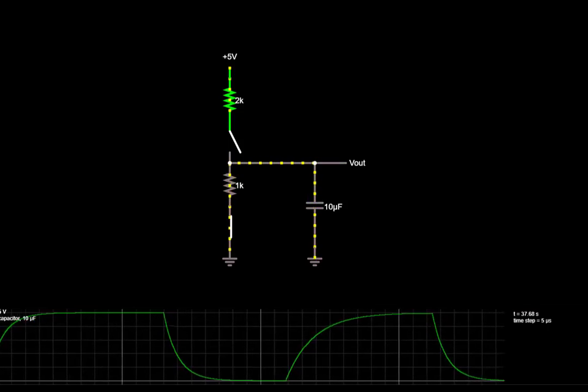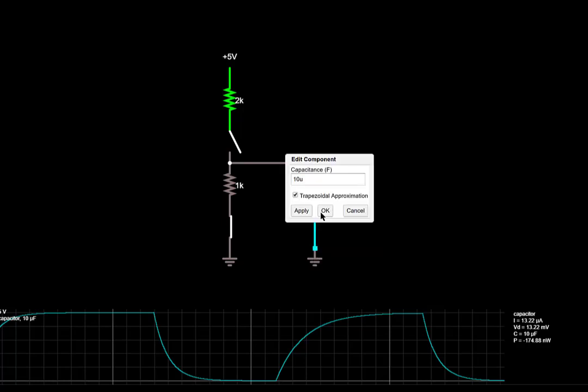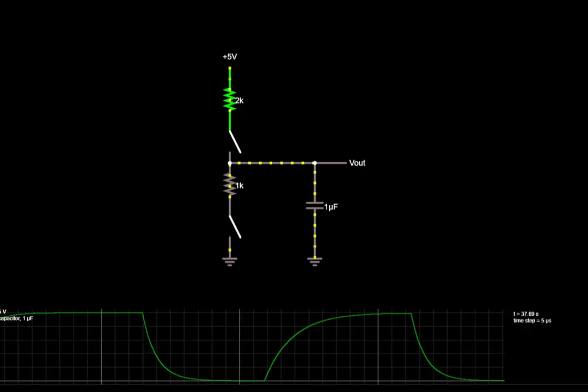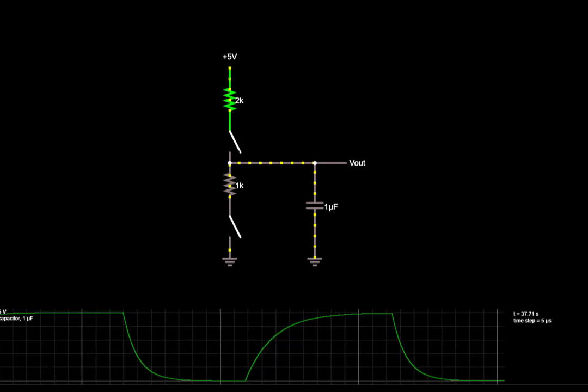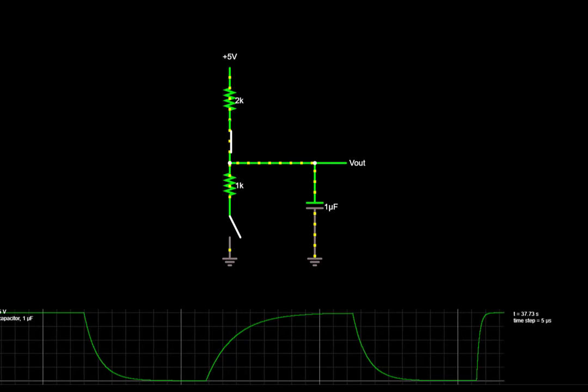Okay, now we'll pause the simulation again and look at what happens if we change the size of the capacitor. So we'll change it from a 10 microfarad capacitor all the way down to a much smaller 1 microfarad capacitor. We'll open this switch and then start the simulation again. And when we close the top switch, watch how much faster it charges. So the slope is much steeper.